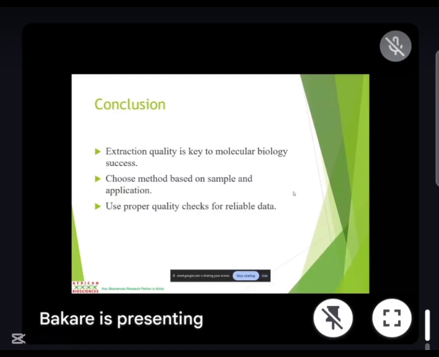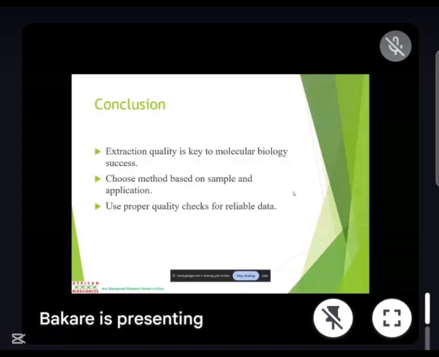The study you want, oh, I want to test for this, I want to see what is responsible for this, oh, I just test this. Your extraction quality matters, and you have to choose the method based on sample and application. You cannot use a kit that is meant for plants to extract blood. It's not the same. Even if the principles are the same, the reagents are not the same. And you have to use proper quality checks for reliable data.